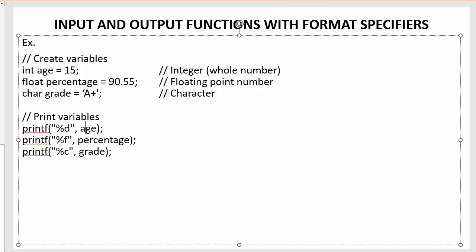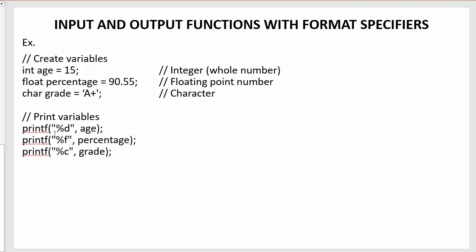To print the percentage value, I must use the %f format specifier, and to print the character data, I must use the %c format specifier. With the help of this example, I have tried to explain what format specifier you must use for which type of data. I hope you guys have got a clear understanding of input and output functions with format specifiers.